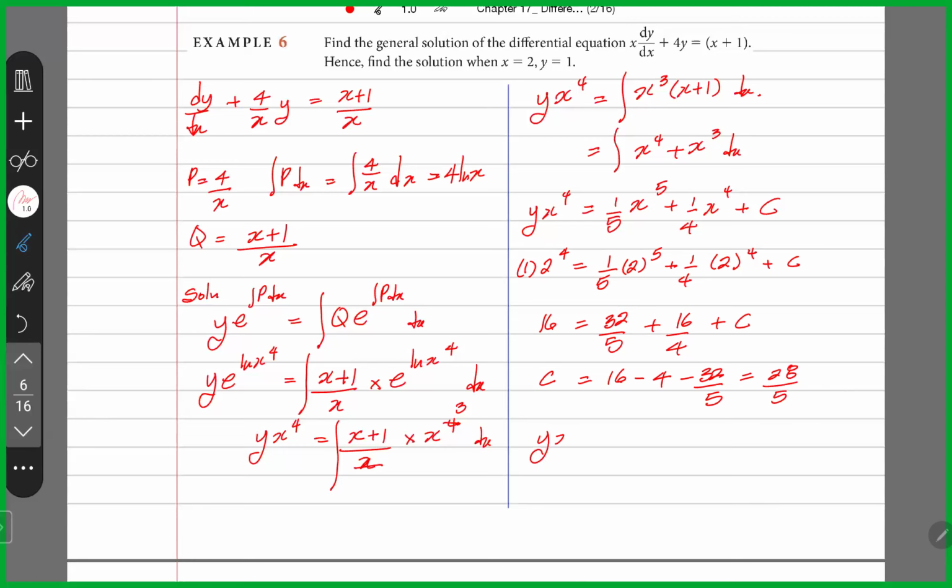So y x to the 4th is equal to 1/5 x to the 5th plus a quarter x to the 4th plus c, which is 28 over 5. And of course, if I wanted to, I could just divide the entire equation by x to the 4th. In fact, let's just do it. y is equal to 1/5 x plus a quarter plus 28 over 5 x to the 4th.